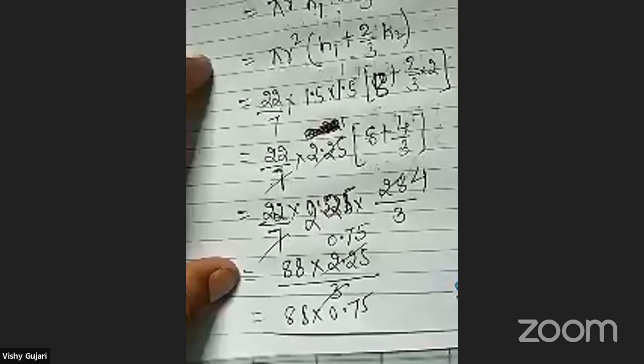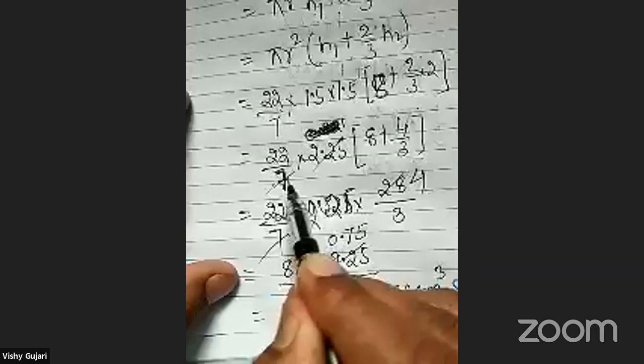Remember, 22 by 7, 2.25 is kept as it is. Okay, now you write down from the beginning.